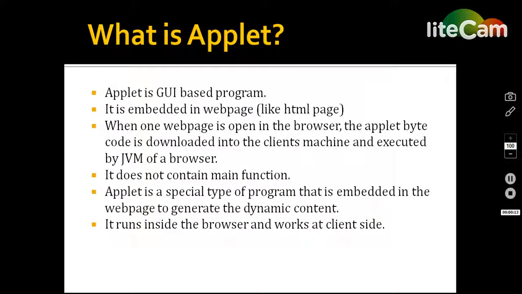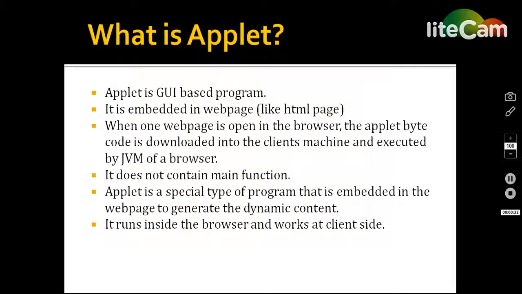What is an applet? An applet is a graphical user interface based program. It is embedded in a web page, which means an HTML page or any other web page. When a web page is opened in the browser, the applet bytecode is downloaded to the client's machine and executed by the JVM of the browser.